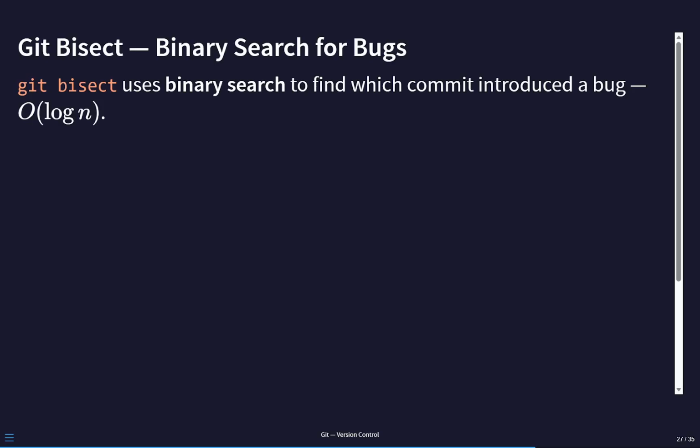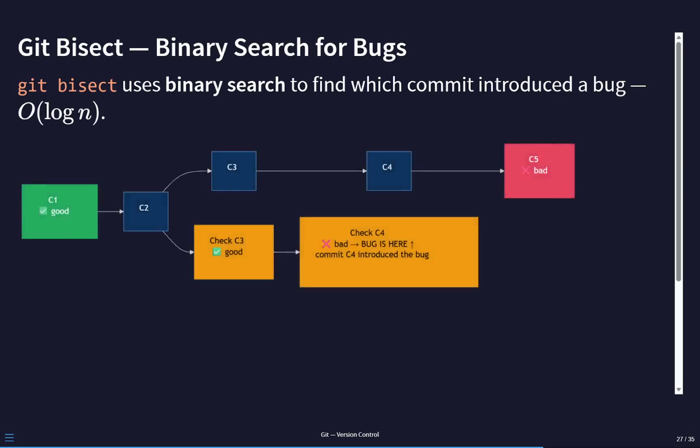Git bisect uses binary search to find the bad commit in O(log n) steps. With 100 commits, you need only 7 tests. With 1,000, only 10. Click. The diagram illustrates.